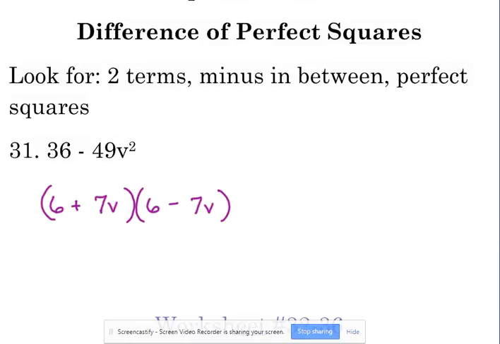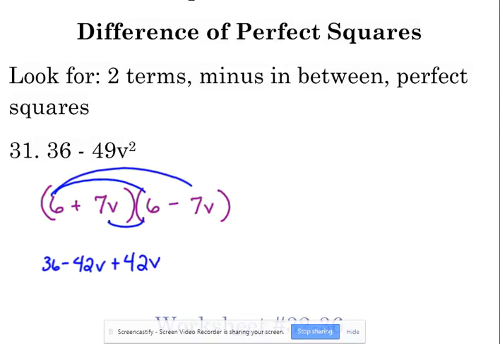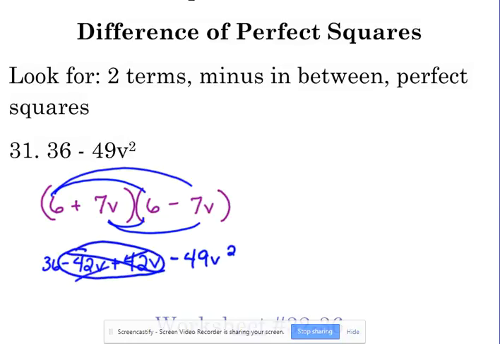It's factored, okay? Now, let me prove to you that that is actually that factored form. Multiply it back out. 6 times 6 is 36. 6 times negative 7b is negative 42b. Positive 7b times 6 is positive 42b. And the last, negative 7 times positive 7 is negative 49. b times b is b squared. Notice, the negative 42b and the positive 42b are going to cancel each other out. And that's how you end up with the original.